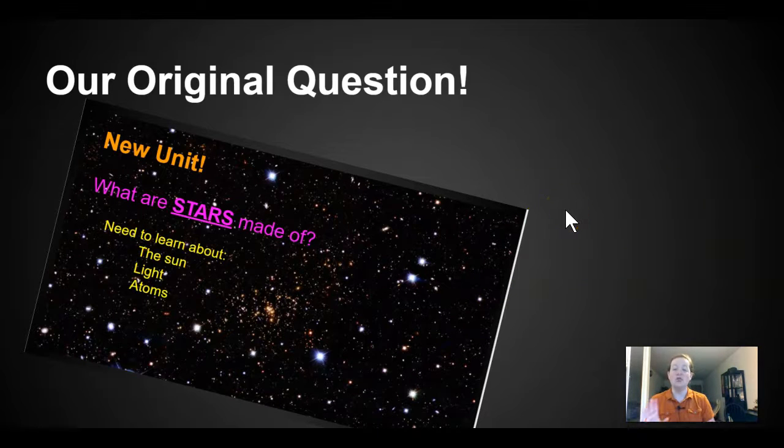All right, let's remember our original question because this is it. We're going to be done with this unit. But I showed you this slide. It said, what are stars made of? Stars like this. And we learned about our sun. We had to learn about light. And we are now finishing up by learning about atoms and the fingerprint of light that atoms have.